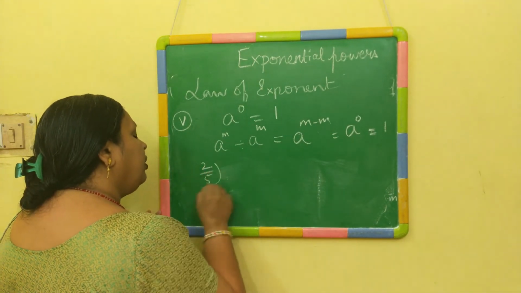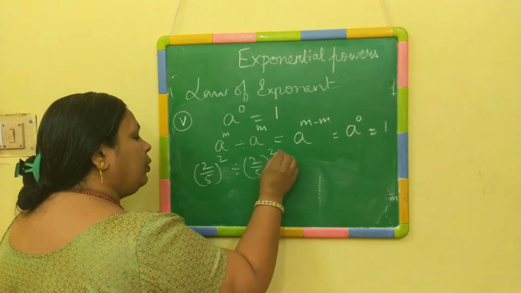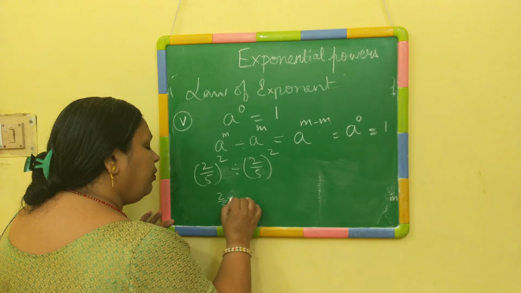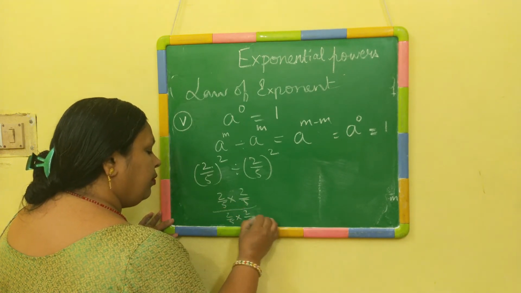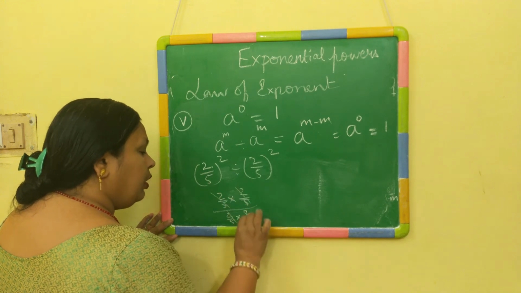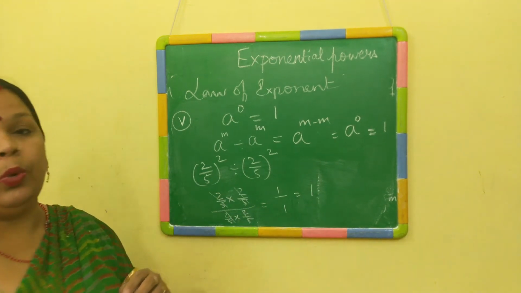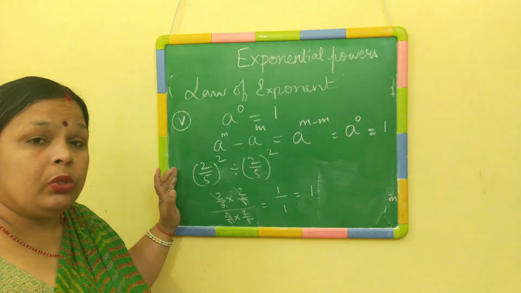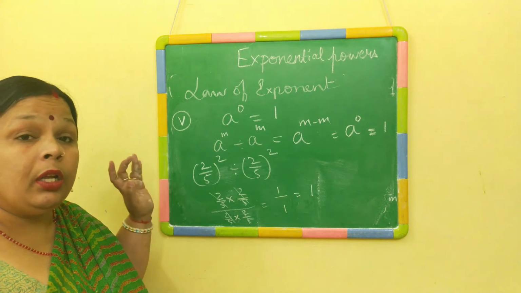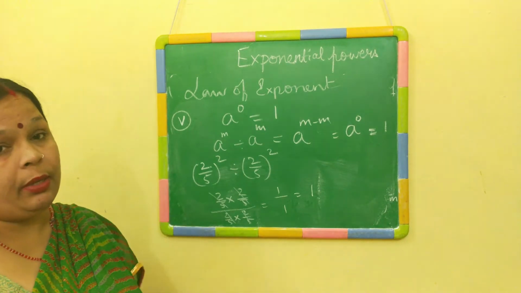2 by 5 power 2 divided by 2 by 5 power 2. Now 2 by 5 into 2 by 5 upon 2 by 5 into 2 by 5. Clear? We are cancelling both the numbers. What are we left with? Numerator 1, denominator 1. Final answer is 1. Clear? So, we are not only learning the laws, we are practically checking them with an example.